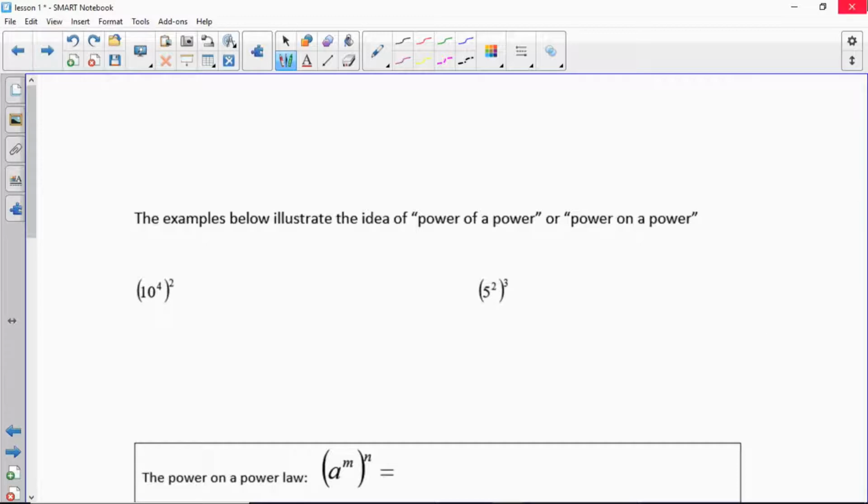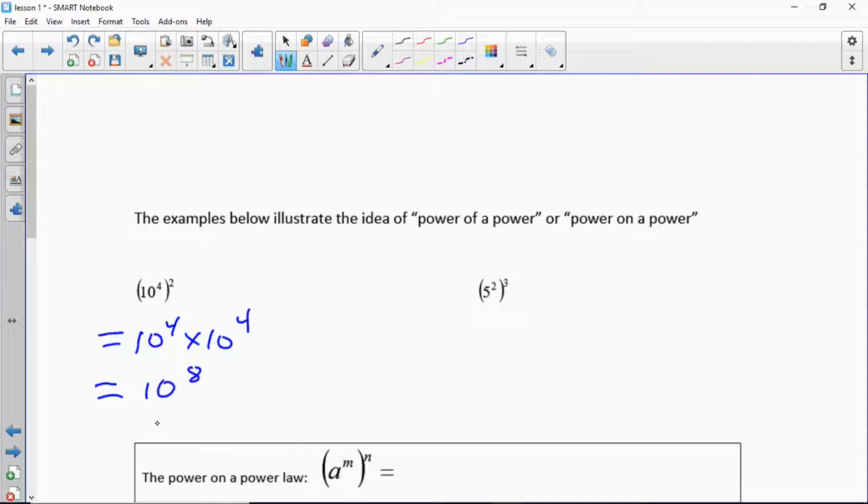The next rule for dealing with powers we're going to talk about is called power of a power or power on a power. For example, look at the first one here, 10 to the power of 4, and then take that value and square it. So we could look at it like this. Let's look at the squared first. When you square something, it means you multiply it by itself. So we're really doing 10 to the power of 4 times 10 to the power of 4. Well, our rule for multiplying powers says you can add the exponents, and that's 10 to the power of 8.